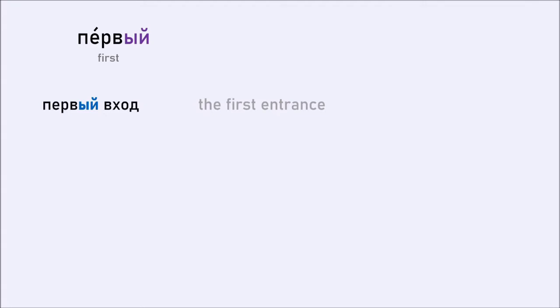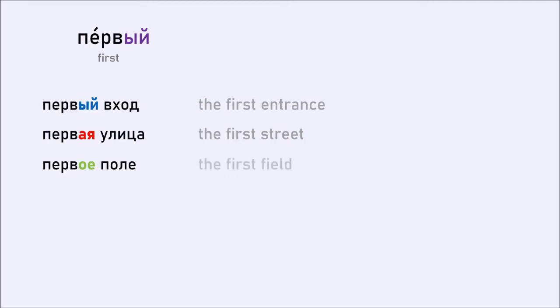So if we wanted to say the first street, and now street is feminine, okay? Первая улица. Первая, okay? Notice the ending has changed to первая. For neuter nouns, for example, field, поле, it would be первое поле. Первое поле. And finally, for plural, первые книги. Первые книги. The first books, okay?